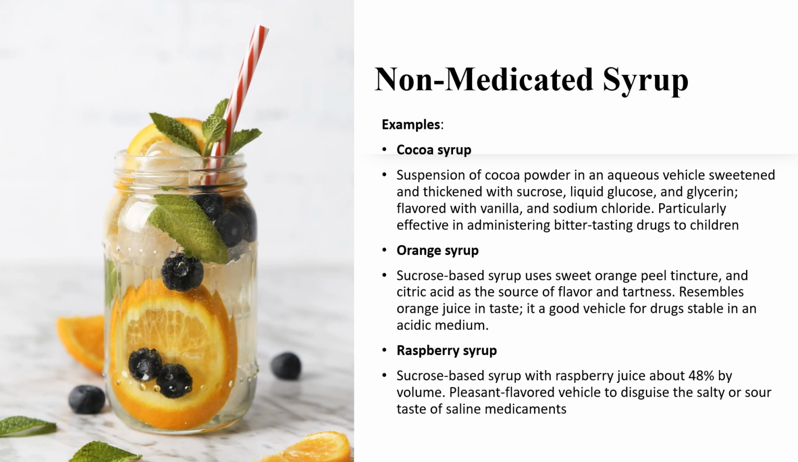Orange syrup. In orange syrup, sweet orange peel tincture is added in sucrose based syrups. Then it is a good vehicle for drugs stable in an acidic medium. Raspberry syrup. In raspberry syrup, raspberry juice is added in sucrose based syrup, and it is basically a pleasant flavored vehicle to diffuse the salty or sour taste of saline medicines.